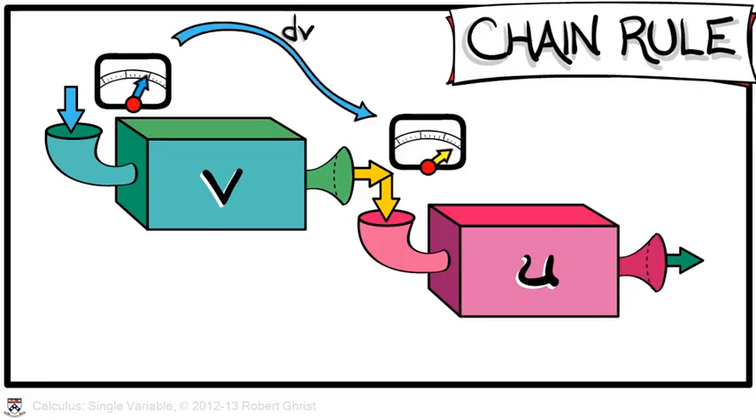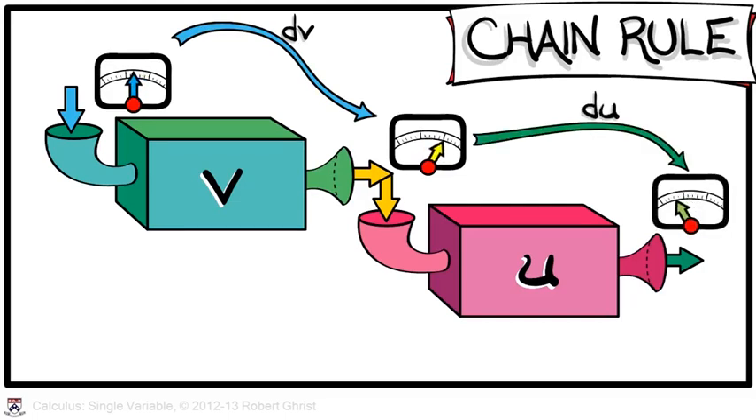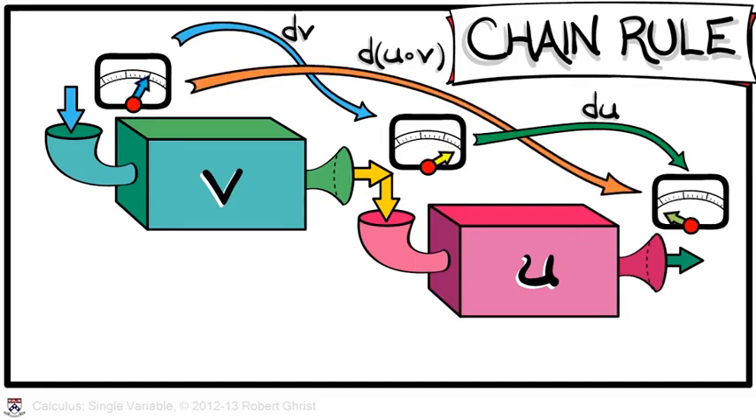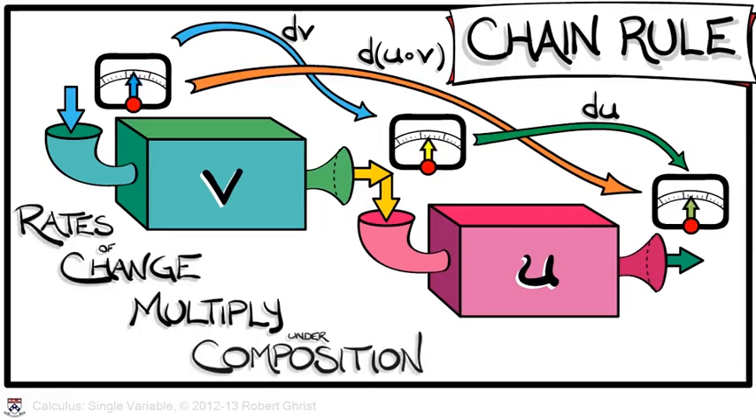Well, dv is telling you at what rate the output of v changes with respect to change in the input. du tells you at what rate the output of u changes with respect to change in the input. What is the derivative of the composition? Well, it tells you when you change the input to v at a certain rate, at what rate does the final output of u composed with v change? And the answer, as one can intuit, is that these rates of change multiply.